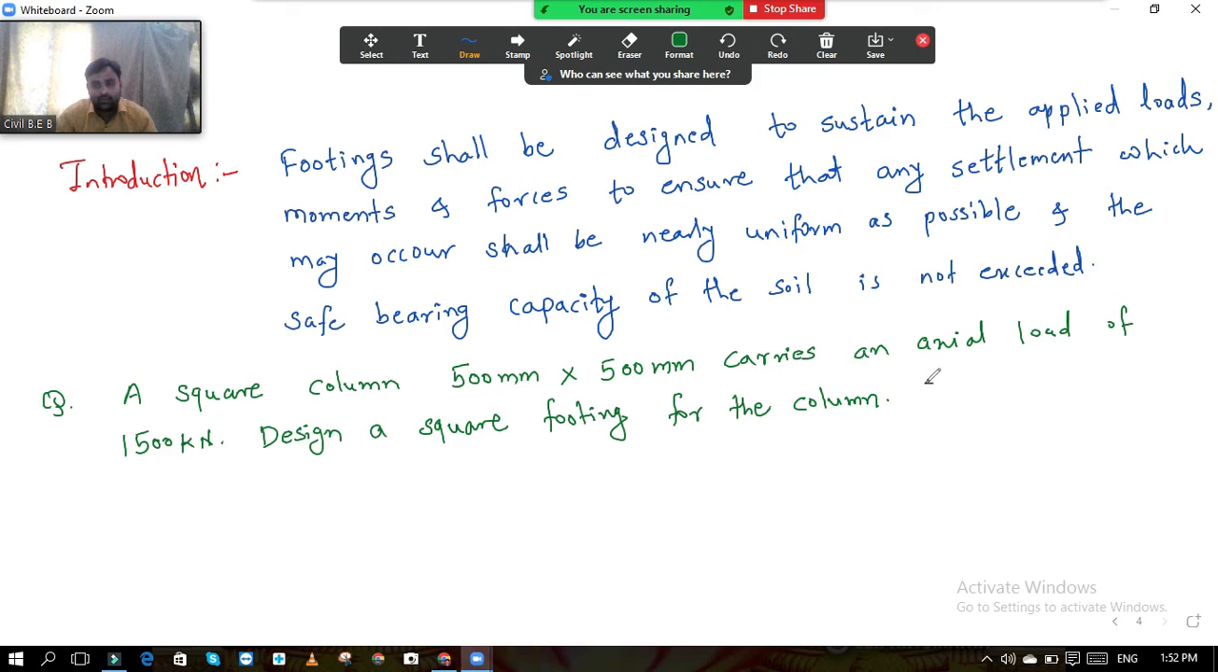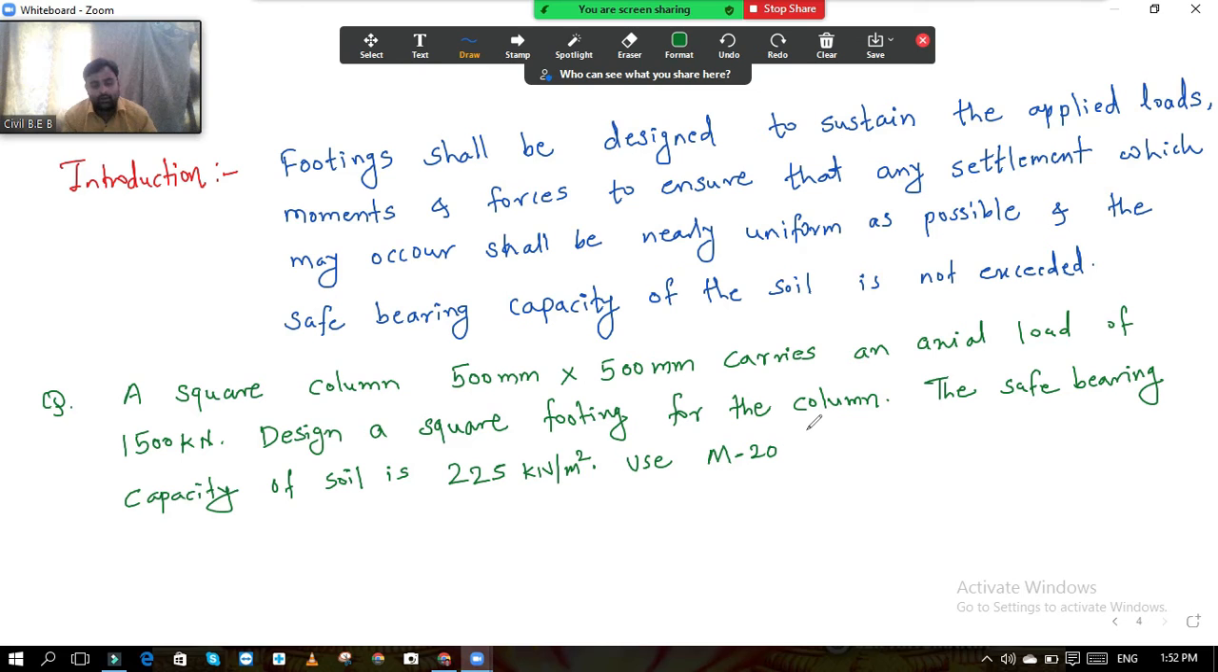The safe bearing capacity of soil is 225 kilonewton per meter square. Use M20 and Fe415. This is the given numerical.